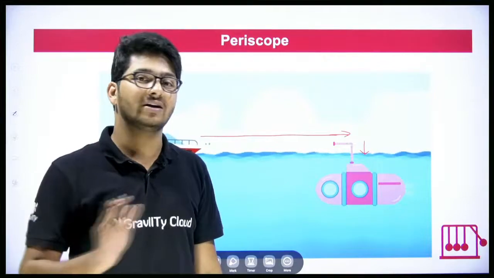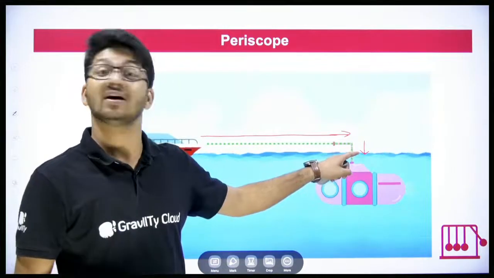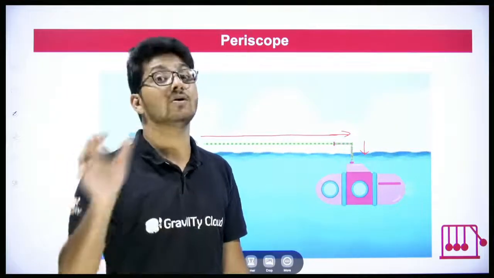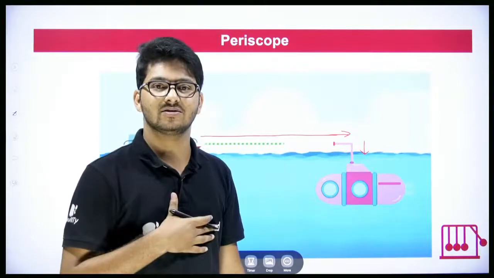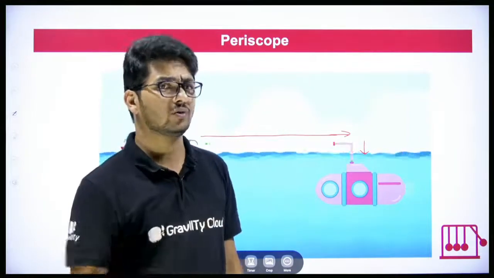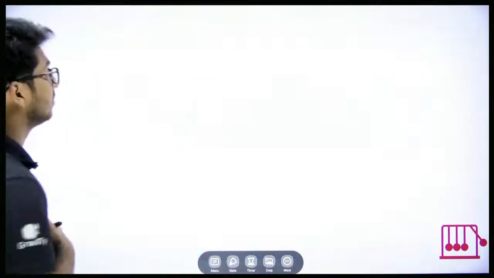But light cannot easily change the direction. So something should have happened there. What should have happened? Reflection should have happened. And how? Mirrors do that reflection. So in a periscope, there are mirrors. But how do they do it? Let's also learn about that. Okay, let's go into detail regarding periscope.